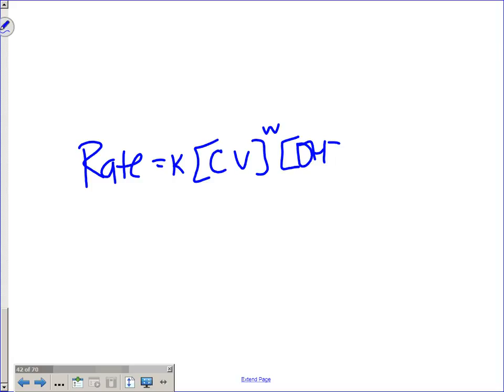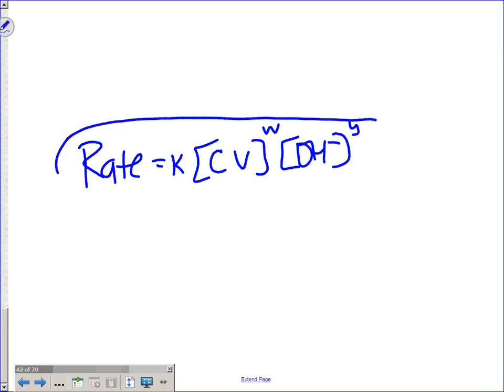Rate is equal to, there's something up here first, right? K, concentration of CV to the W power, okay? I'm just making up letters, and concentration of OH. And I'm saying no sodium hydroxide, or no sodium, it's a spectator ion, but you could put sodium hydroxide there, to the Y power. That's our rate law, right?